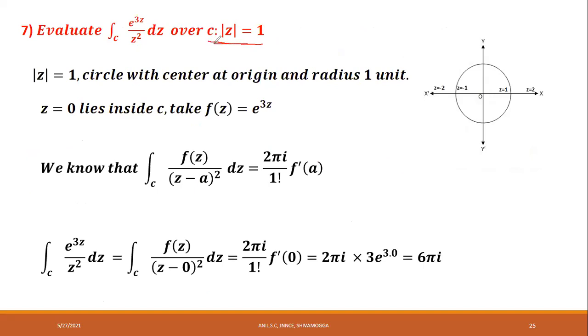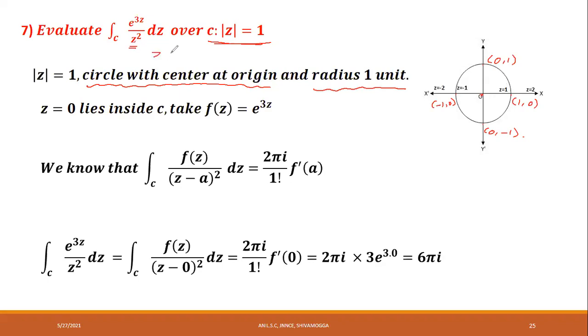C such that mod z is equal to 1. Mod z is equal to 1 is a circle whose center is at origin and radius 1 unit. Construct such a circle. Since radius is equal to 1 unit, this is the point whose coordinates are 1, 0, and coordinates of this point are minus 1, 0, and this point are 0, 1, and this point are 0, minus 1.